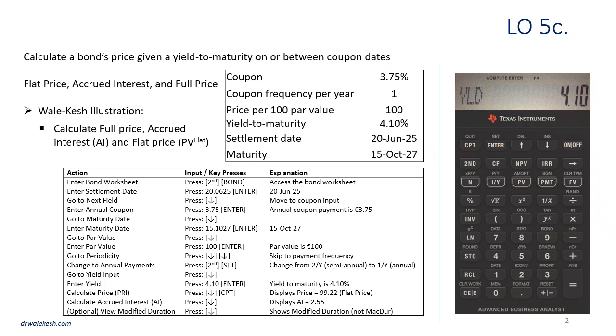Then arrow pointing down. We can now compute the flat price. Then you press arrow pointing down. You have your accrued interest. Then you press the arrow pointing down. You have your modified duration. Please, this is modified duration, not Macaulay duration.